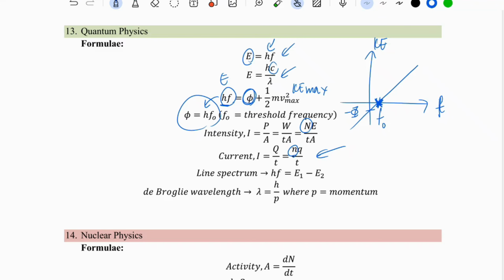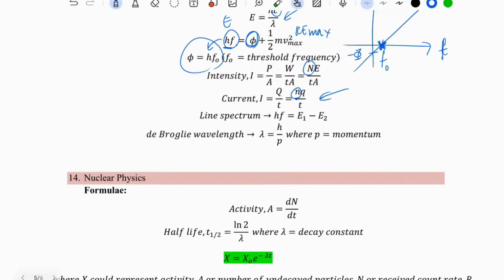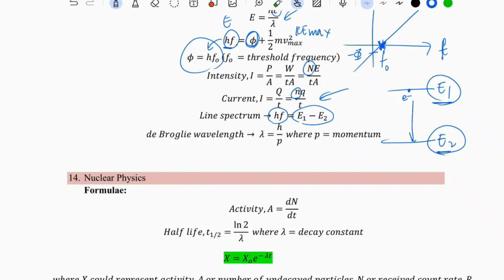Okay. Next, we have your line spectrum. This is where your electron is jumping, right? So, for example, your electron is here. This is E1, this is E2. Initially, the electron is at the excited level, which is E1, and it's trying to come to the ground state, for example at that point, where your energy is E2. So it's the energy at the excited level minus the energy at the lower state. Let's say they ask you to find the frequency. You can use this formula to find your frequency. h is again Planck's constant.